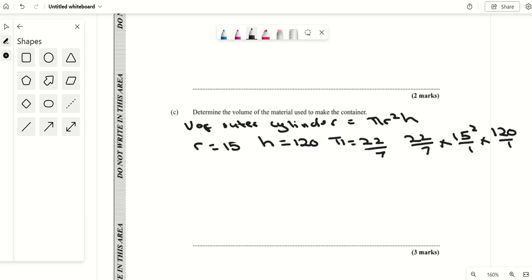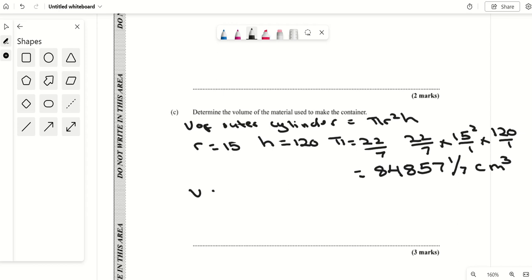You use a calculator, and if you put it in, you're going to get decimals. When you have decimals and you still have other parts to do in the question, always convert to fractions. So you'll get 84,857 and 1/7 centimeters cubed. That is the volume for our outer cylinder.